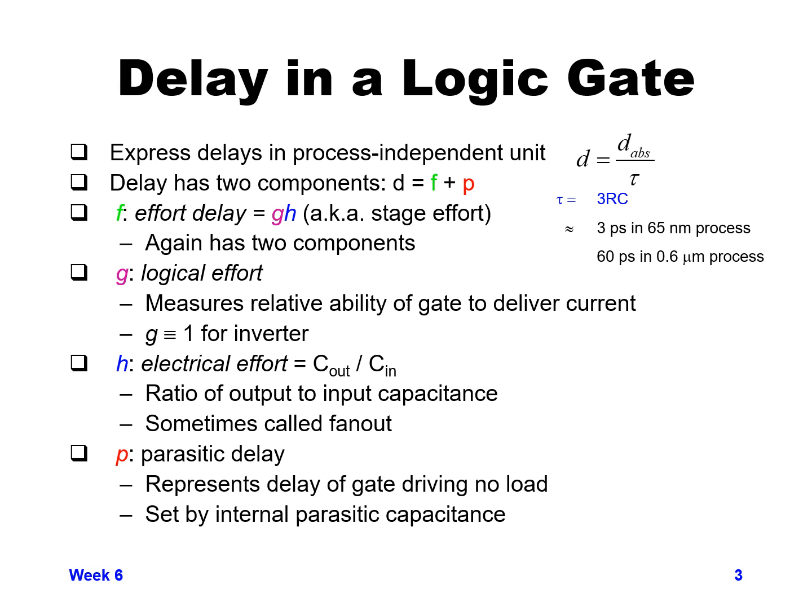So for a minimum size inverter with no load on it, your delay would just be P, and P for a gate driving no load, by definition for an inverter, is 1, and so your delay for a minimum sized inverter with no load on it is 1. And that goes back to our definition. Since that's the basic unit, we would expect the delay of a minimum sized inverter with no load to have the normalized delay of 1, which is just 3RC.